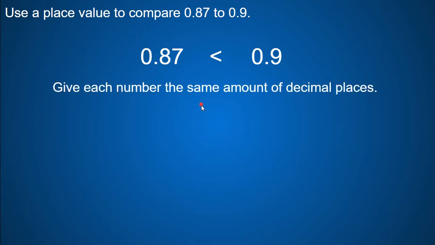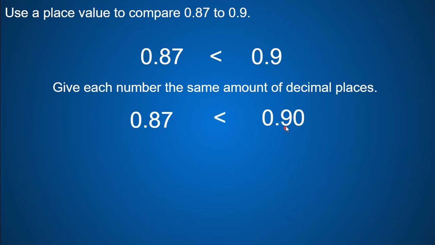I can also give the numbers the same amount of decimal places to make it easier to see. So I have 0 and 87 hundredths, and then I have 0 and 90 hundredths. Now 90 hundredths is equivalent to 9 tenths. I just added a 0 onto the end of it to give both of these the same amount of decimal places. And now it's really easy to see that 0 and 87 hundredths is less than 0 and 90 hundredths.